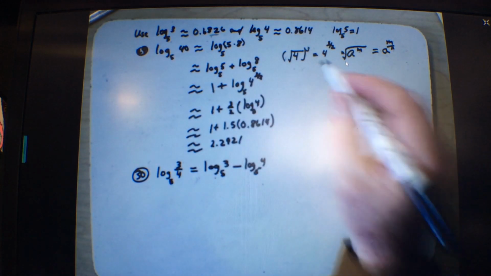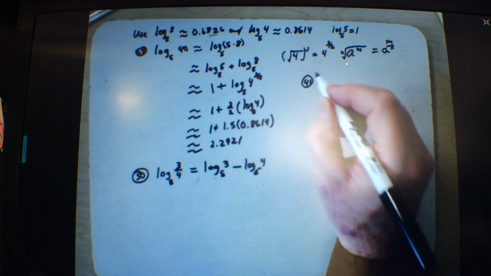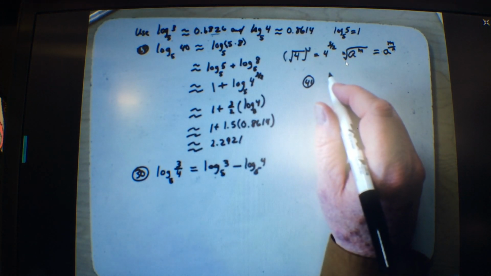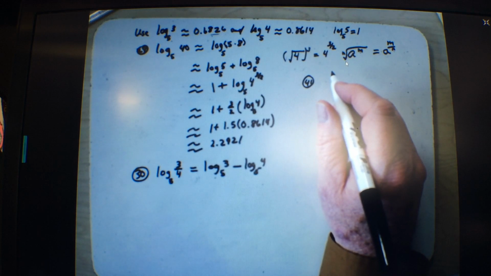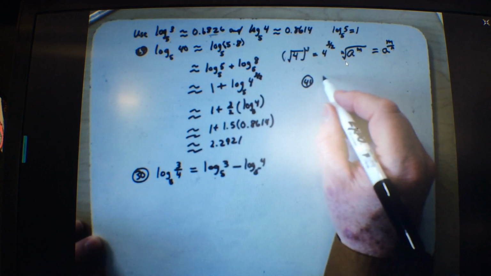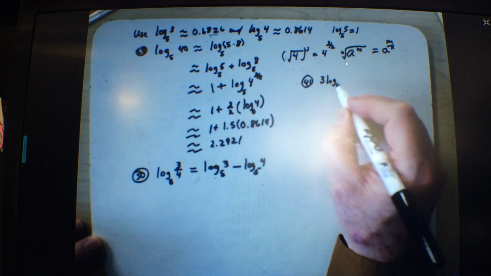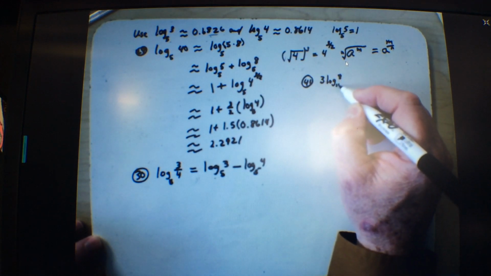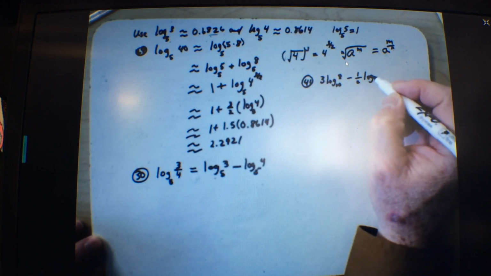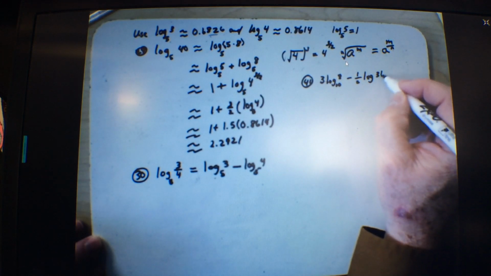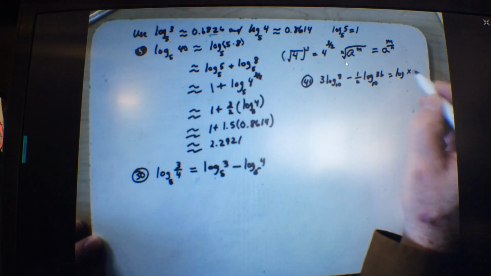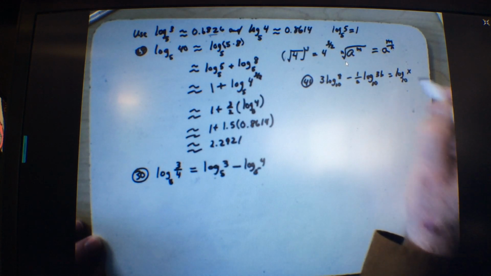Let's take a look at 41. Stay with me here. 41 says, solve each equation, check your solution. Watch for negatives, okay? So we have 3 log of 8 base 10 minus 1/2 of log 36 base 10 equals the log of x base 10. Correct?